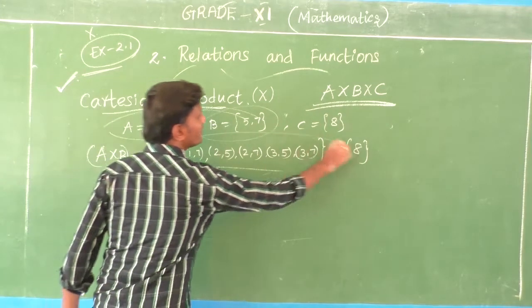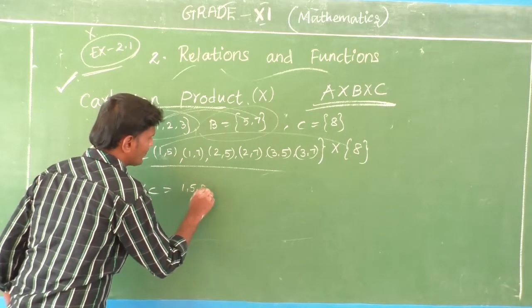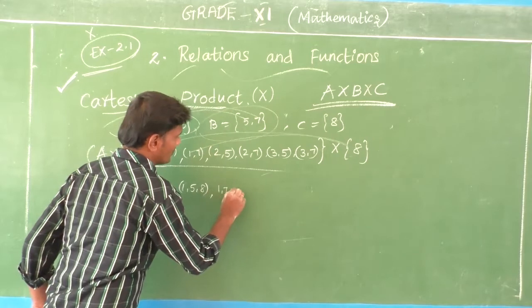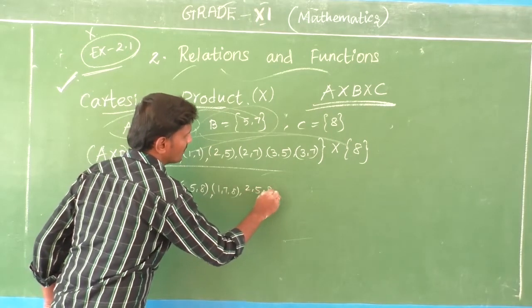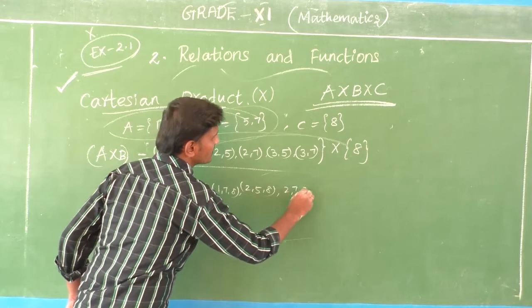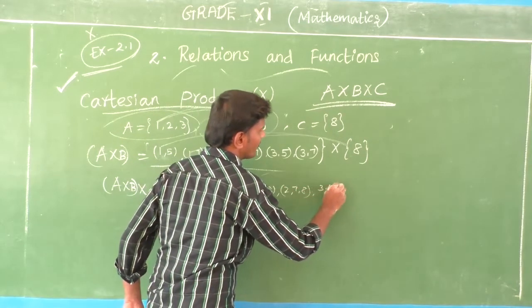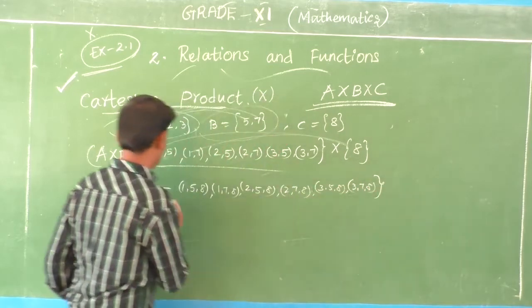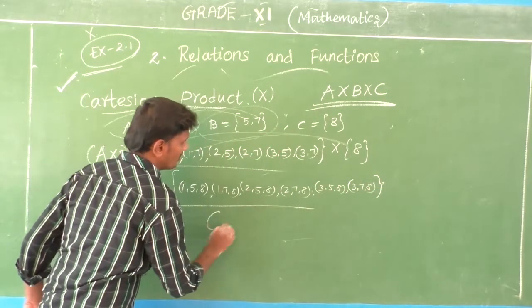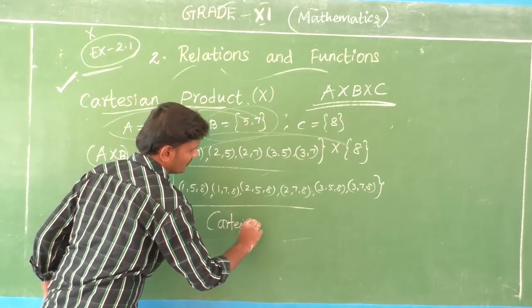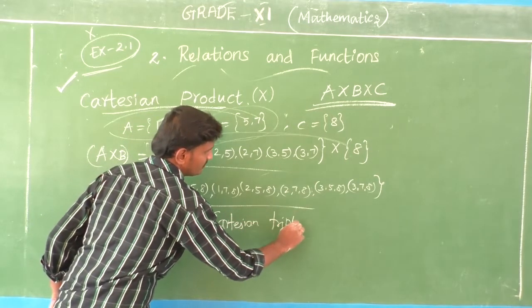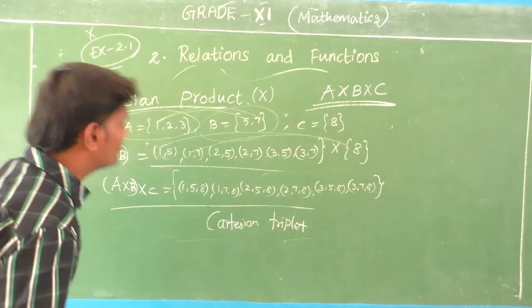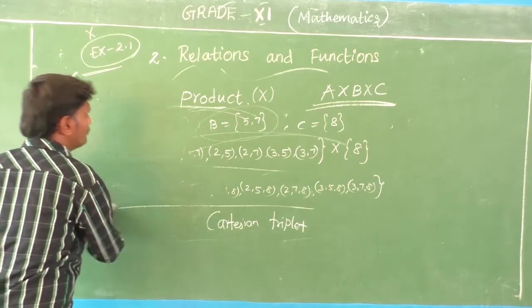Okay, now I am taking this. So 1, 5, 8. Then 1, 7, 8, and then continuing 2, 5, 8; 2, 7, 8; 3, 5, 8; finally 3, 7, 8. So this is called a Cartesian triplet. Okay, have you got it, children? And next, only 2 concepts I am going to give you now.